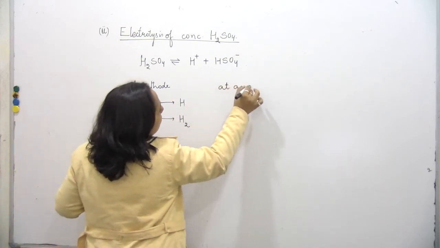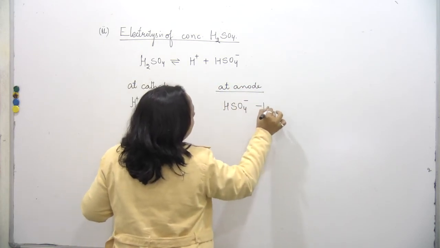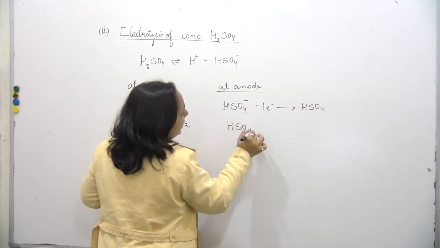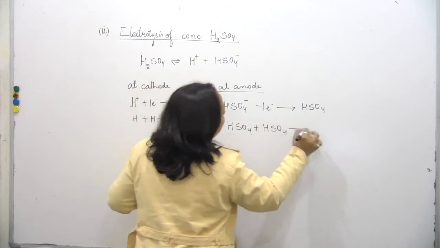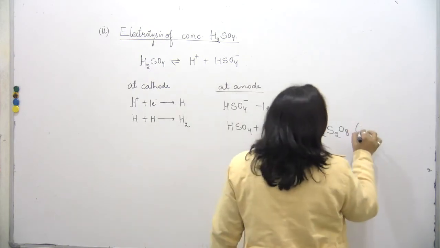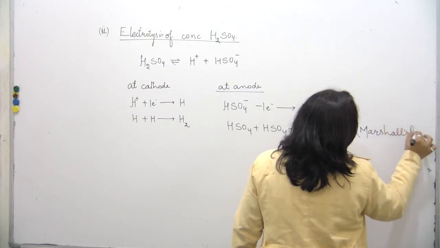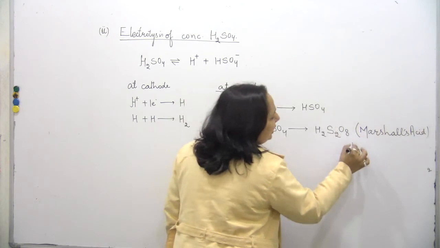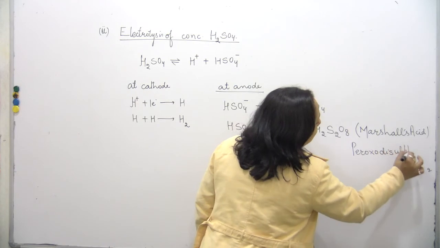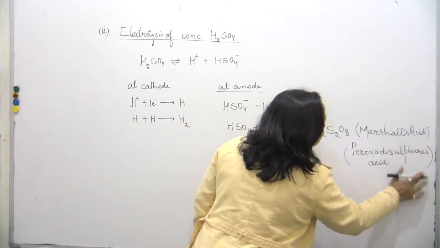At the anode, it is HSO4- minus one electron, we get HSO4, and HSO4 combined with another HSO4 and we get the formation of H2S2O8, which is called Marshall's acid. This Marshall's acid is actually a peroxodisulfuric acid. It is called Marshall's acid.